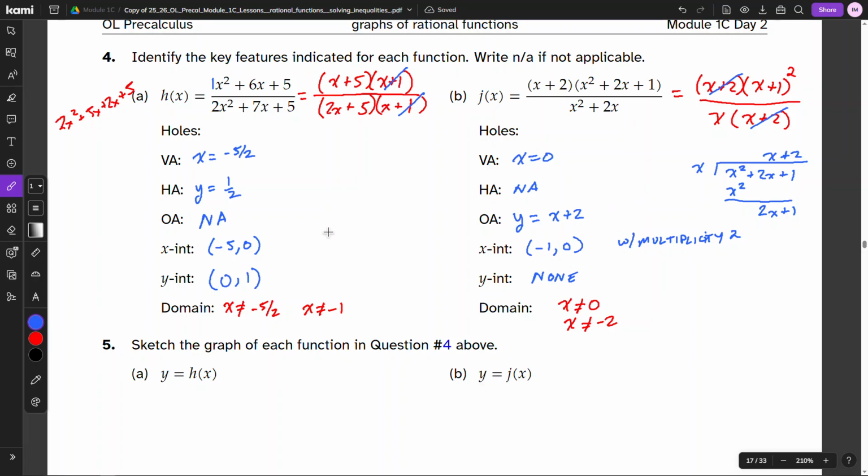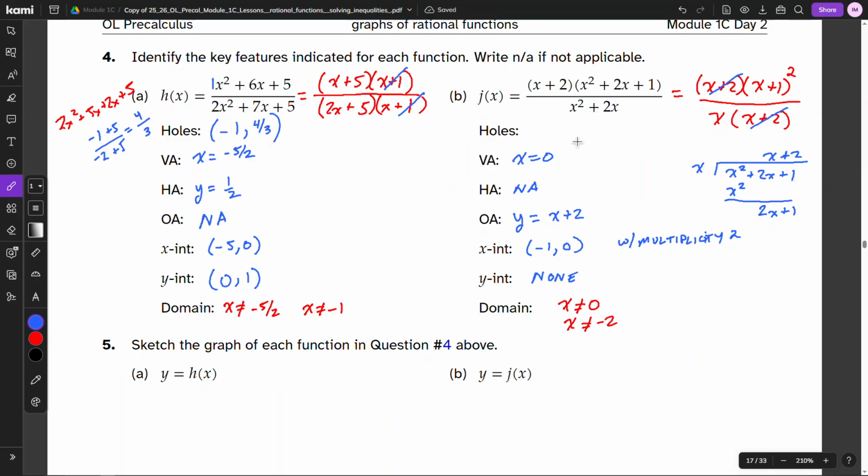So we have our items. Now we need to identify our holes. For this one, if x were negative 1, I would have negative 1 plus 5 over negative 2 plus 5, which would be 4 over 3. And so my hole is at negative 1, 4/3.